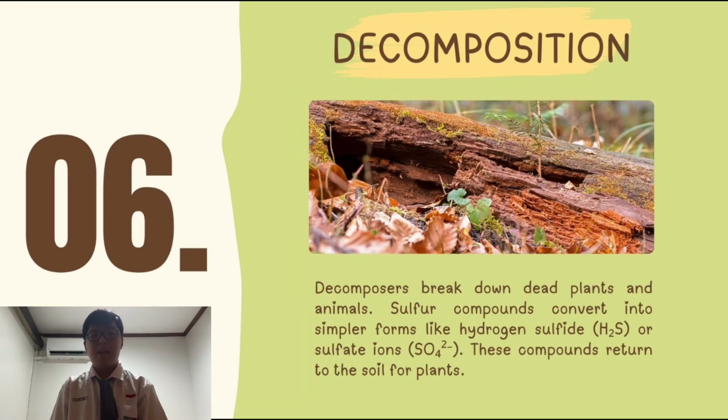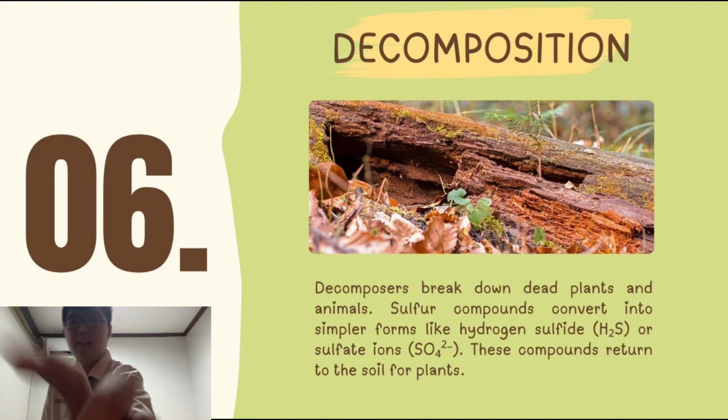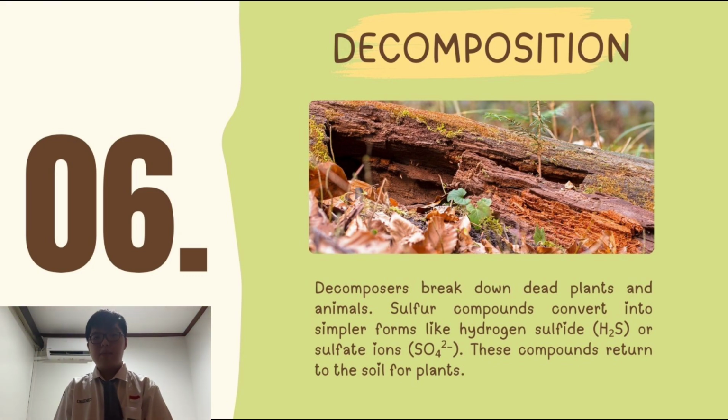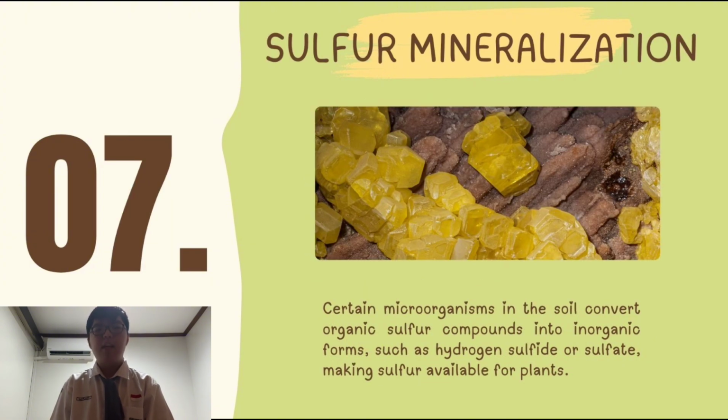Decomposer organisms break down the remains of plants and animals. During this process, sulfur-containing compounds in the organic matter are converted into simple forms, like hydrogen sulfide or sulfate ions. These sulfur compounds are then released back into the soil, where they can be used by plants. Certain other microorganisms that live in the soil also convert this inorganic matter.